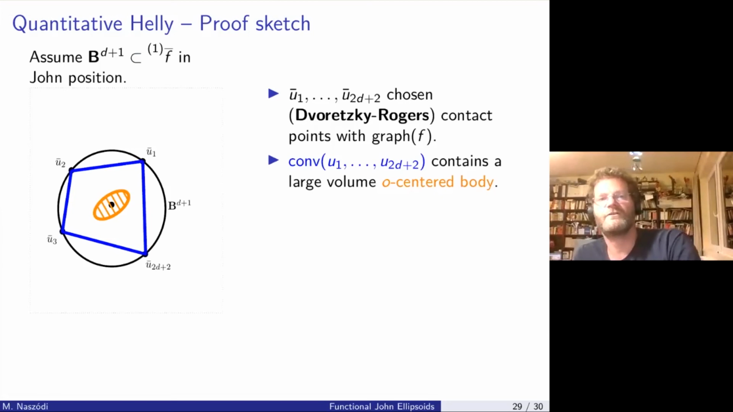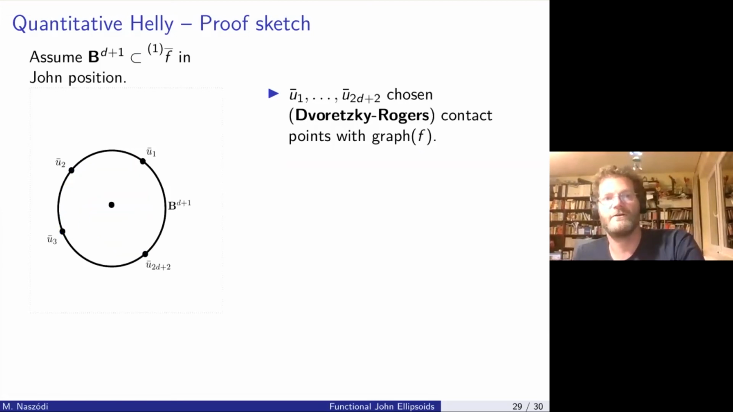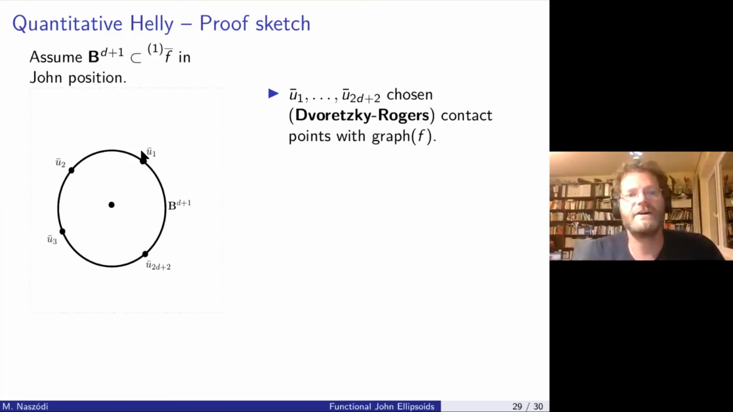In other words, the d plus 1 dimensional unit ball is its John ball. Okay, in the s equals 1 lifting, then take contact points. I didn't draw the function here. The 1 lifting of the function touches the ball at these contact points.